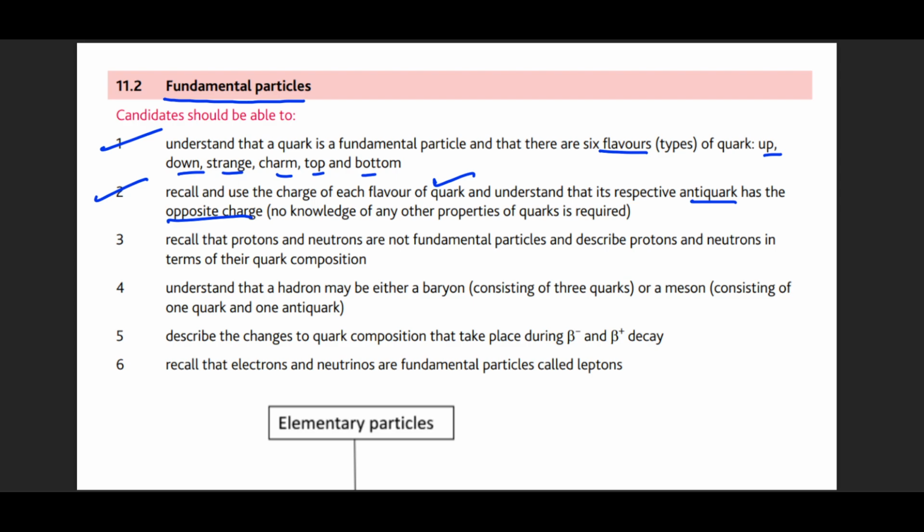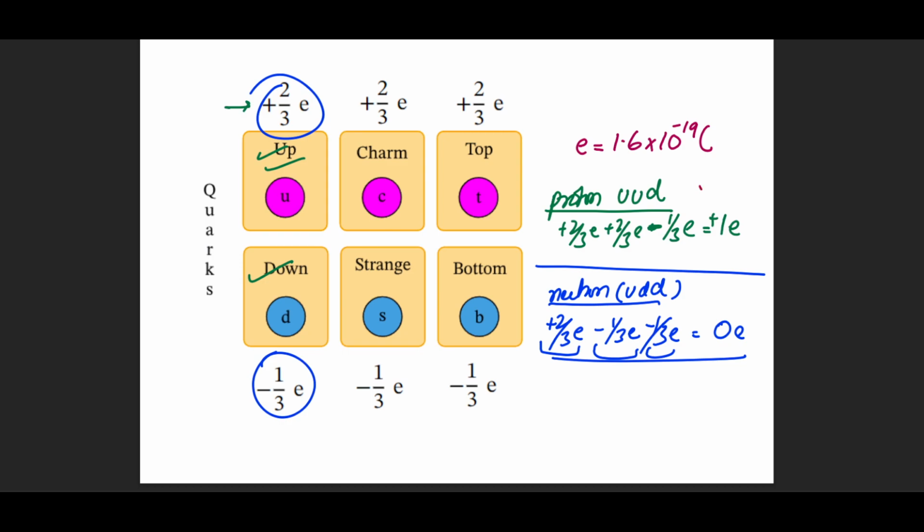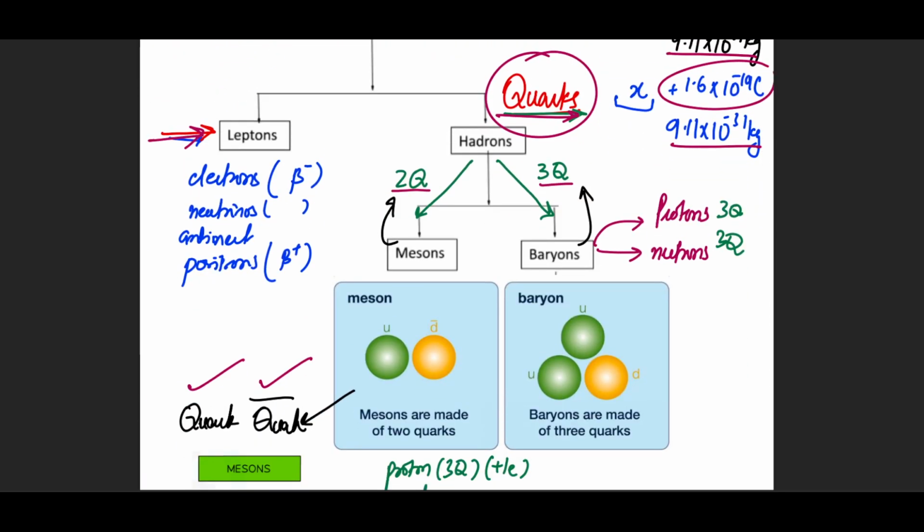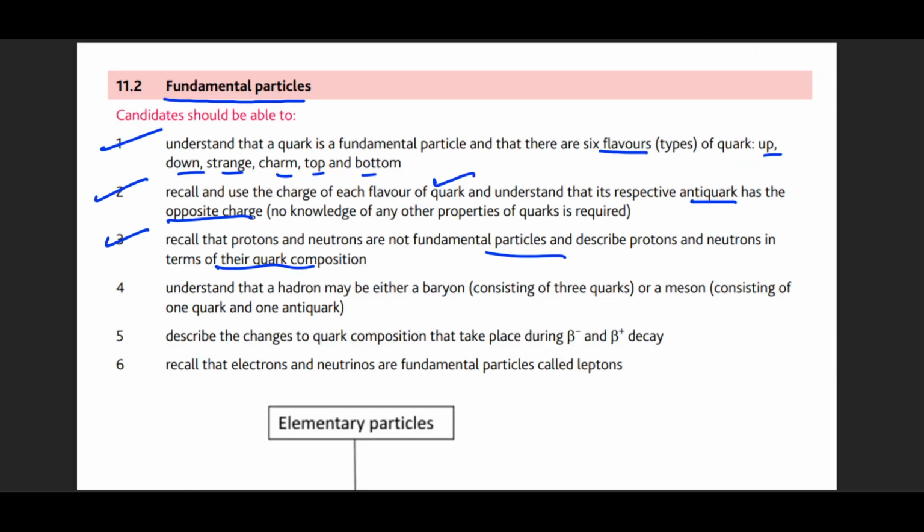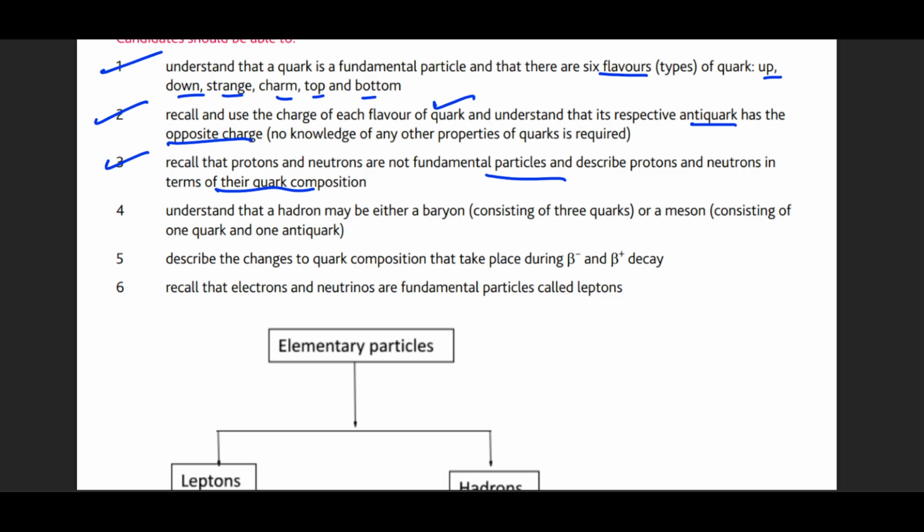That masses should be same but charges can be opposite. Third part is recall that protons, neutrons are fundamental particles but described in terms of their quark composition. और ये अभी हमने किया है कि protons और neutrons quarks में कैसे represent होते हैं, and they also belong to the family of baryons, right? Anyways, then we have point number 4.